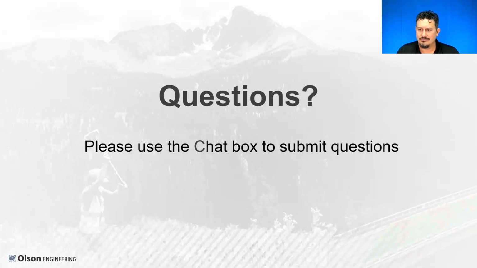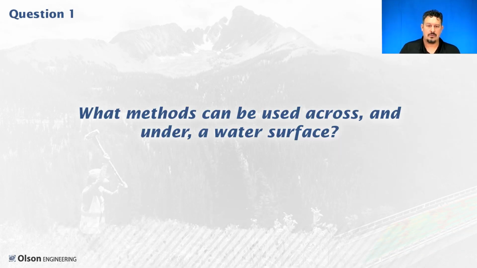Okay, so the first question is, what methods can be used across and under a water surface? If you mean across and under the water surface, I assume you mean on the upstream side. There are a number of methods that can be used. It really depends on if you're worried just about the surface or the subsurface and how deep. So you can do bathymetry surveys with electrical resistivity, and basically the electrodes are floating on the surface, and we're pulled around with a boat, and we can use that to image down to a certain depth.